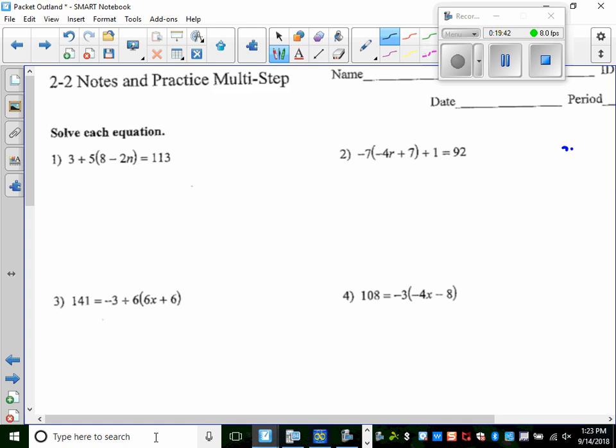All right, so on page 4, and this is where some of you made this slight mistake on your test. You saw the distributive property, but for some reason you added 3 plus 5 first. So you can't do that, okay? If you see parentheses, it's all automatically distributive property. You cannot combine any terms until you take care of those parentheses. So let's bring down the 3. Now we're going to distribute and get 40 minus 10n equals 113.